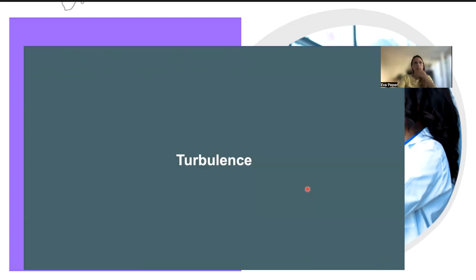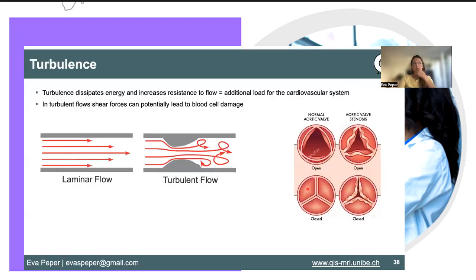So the last thing I want to mention that I've also been working on is turbulence. If you have just a regular vessel, you will have a laminar flow with this parabolic flow profile. However, if there is a narrowing, you will have very fast velocities at the narrowing, and behind it, you will have a turbulent flow.